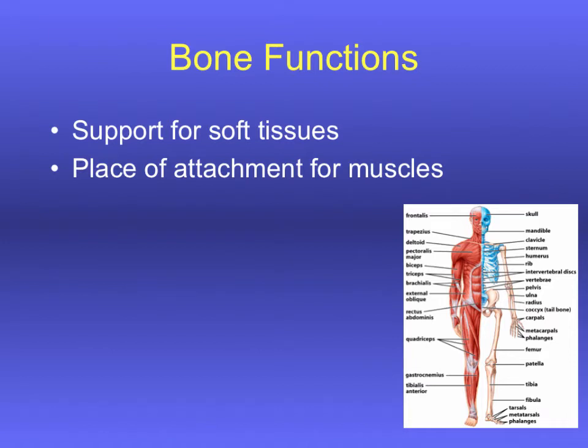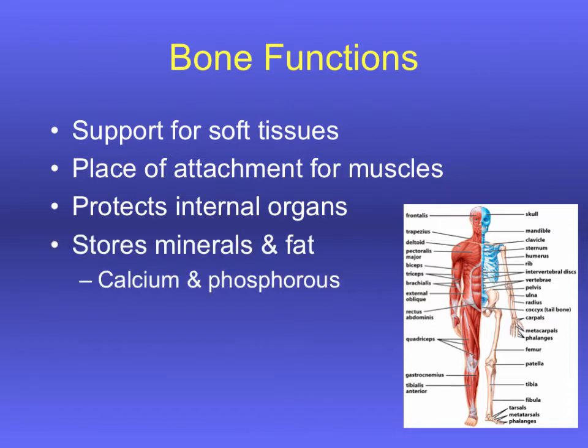This is a place for muscles to attach. As we'll see, it doesn't do you any good to have muscles unless you have something to attach them to and something to move once those muscles contract. There's obviously a protective function here as well, so we can look at protection of the internal organs, whether we're dealing with the cranium, which protects the brain, the vertebrae to protect the spinal cord, the ribs to protect some of the visceral organs. Very much a protective function as well.